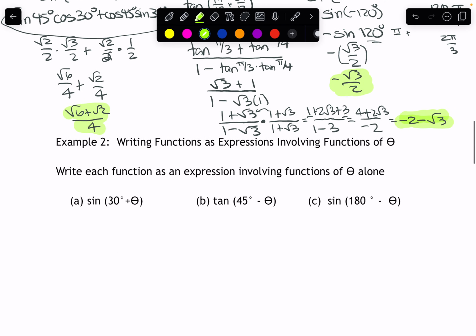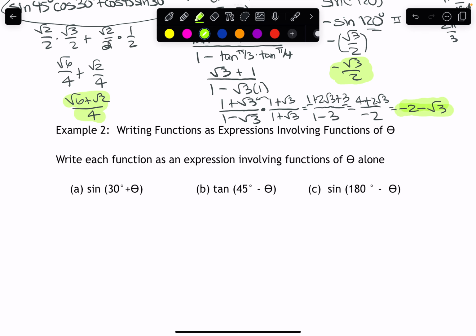In example 2, they want us to write each function as an expression involving functions of theta alone. Meaning, they don't want a sum like 30 plus theta; we just want it to be theta. So it's not terribly difficult. Basically, it's just asking us to use the identities.